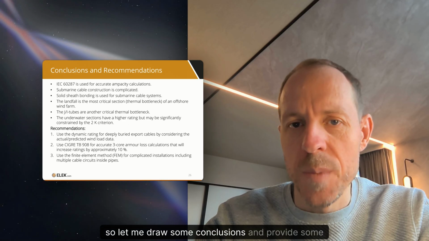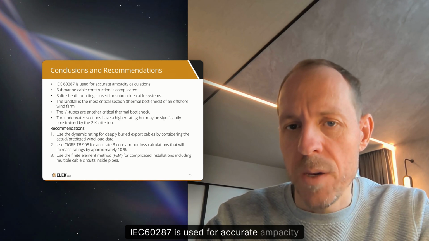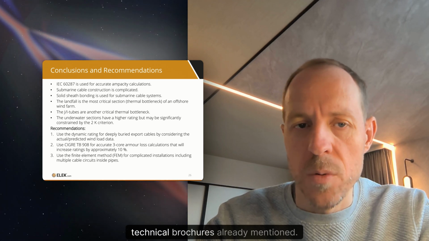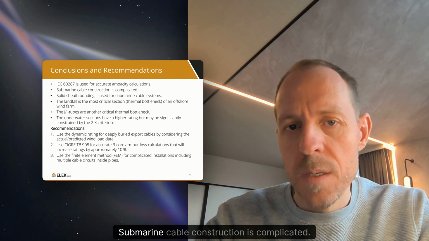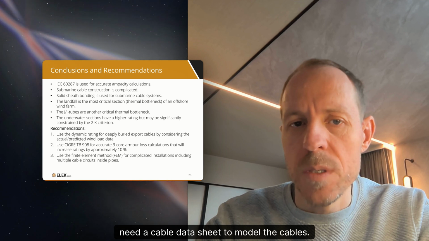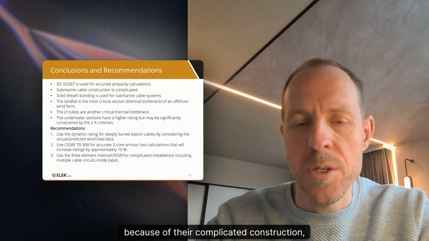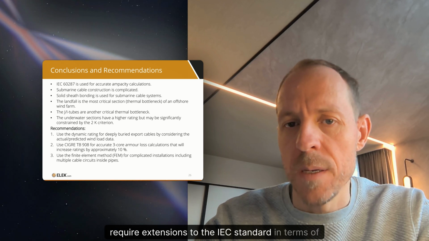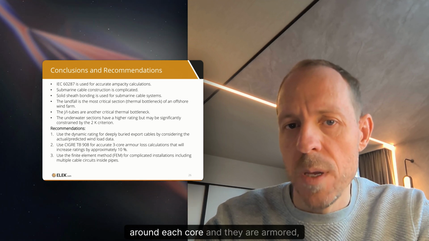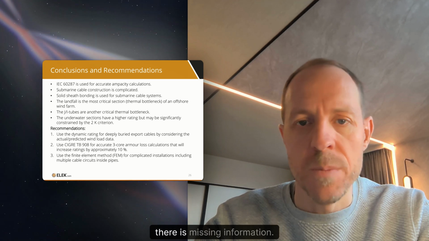Okay, so let me draw some conclusions and provide some recommendations. IEC 60287 is used for accurate ampacity calculations in combination with certain CIGRE technical brochures already mentioned. Submarine cable construction is complicated. We need a cable data sheet to model the cables. There can be missing information. These cables, because of their complicated construction, require extensions to the IEC standard in terms of their modeling. They typically have a jacket around each core and they are armored. And very often with the cable manufacturer data sheets, there is missing information.